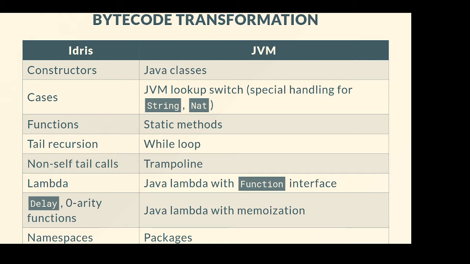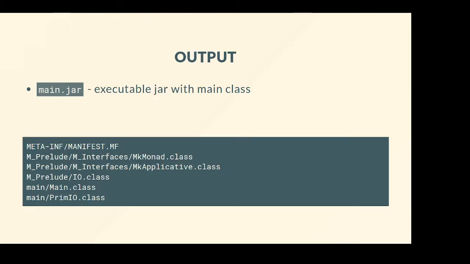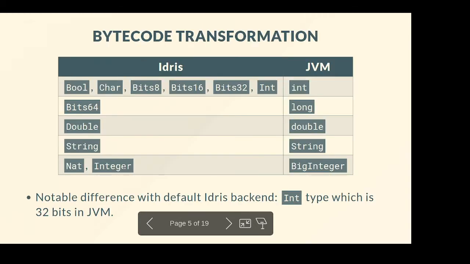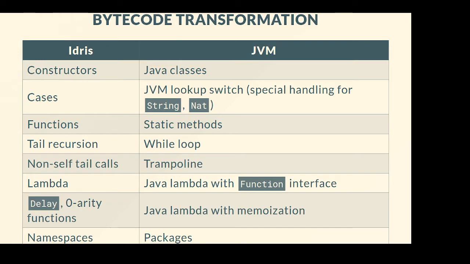And then namespaces, as I mentioned in the beginning, are compiled to Java packages, as you see here. So the make monad is in the prelude interfaces module, so it's compiled to Java packages. So that's basically how the high level transformation works.